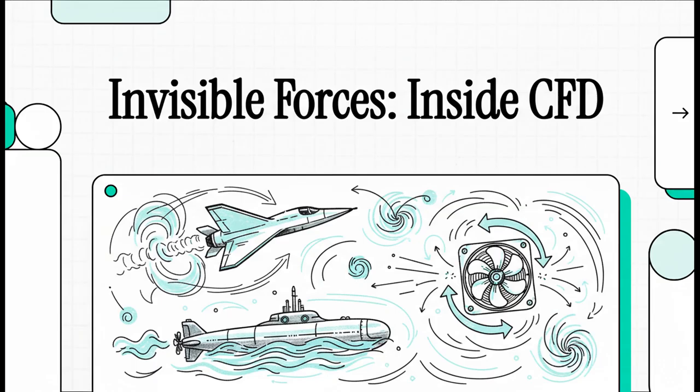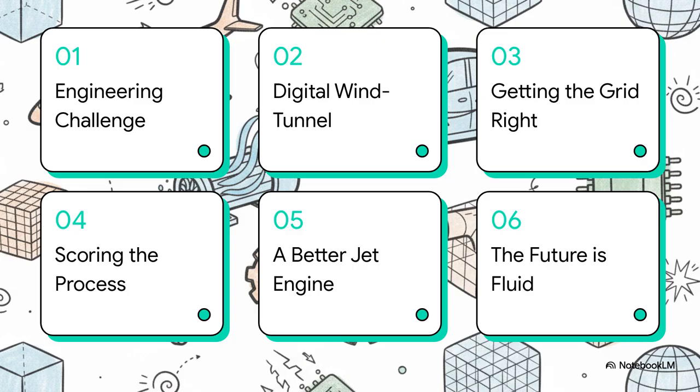All right, let's get into it. So here's what we're going to cover. We'll kick things off with the billion-dollar question that keeps engineers up at night. Then we're going to step into what's called a digital wind tunnel to see how they simulate reality. We'll talk about why getting the blueprint right is so important, how they actually grade the performance of their designs, and then we'll see it all come together to build a better jet engine. Finally, we'll take a peek at what the future holds.